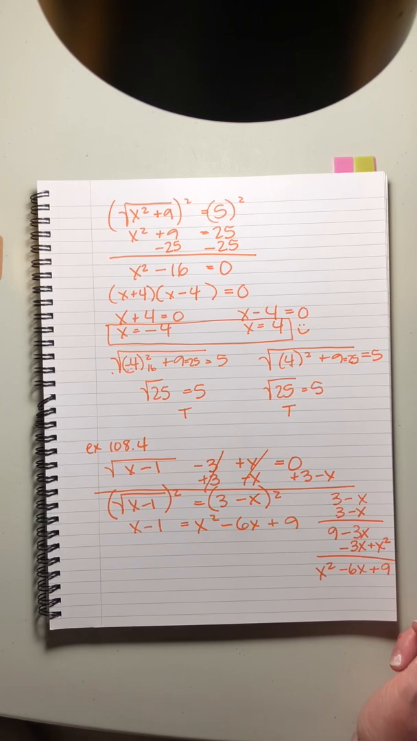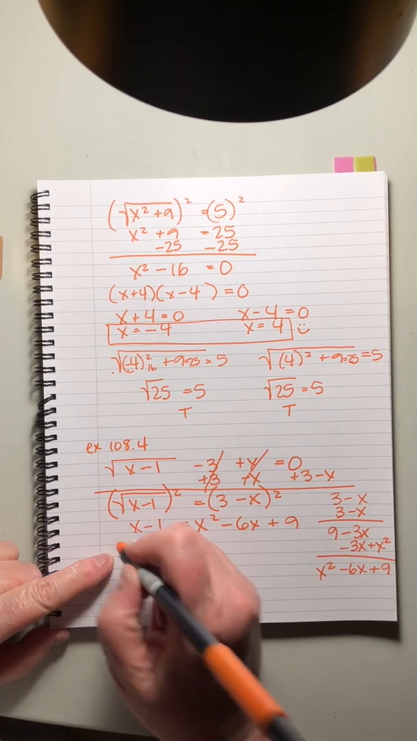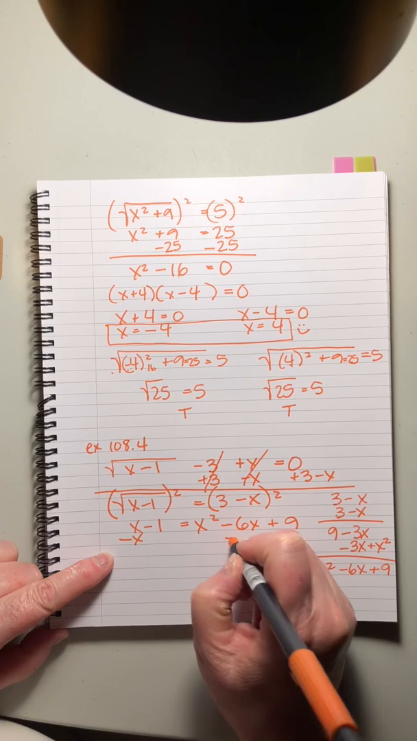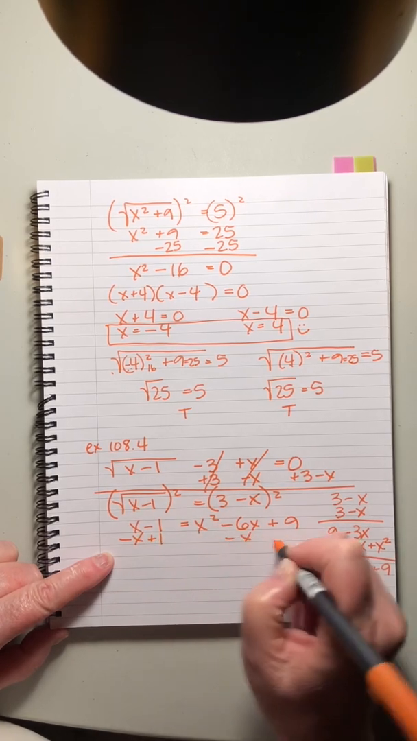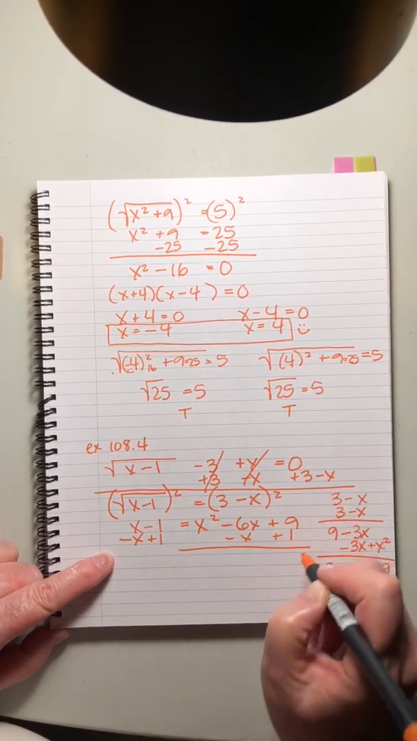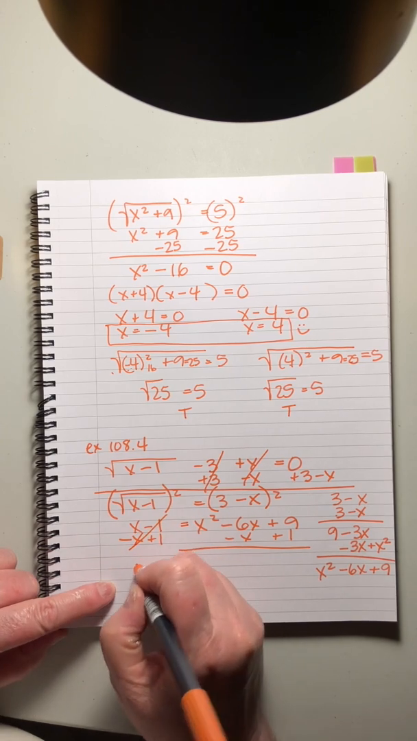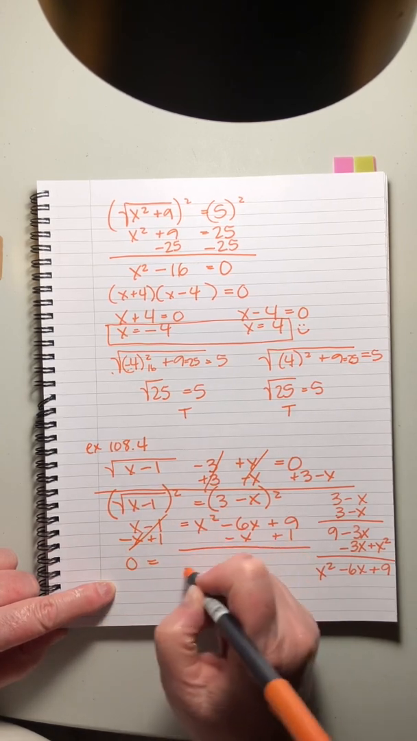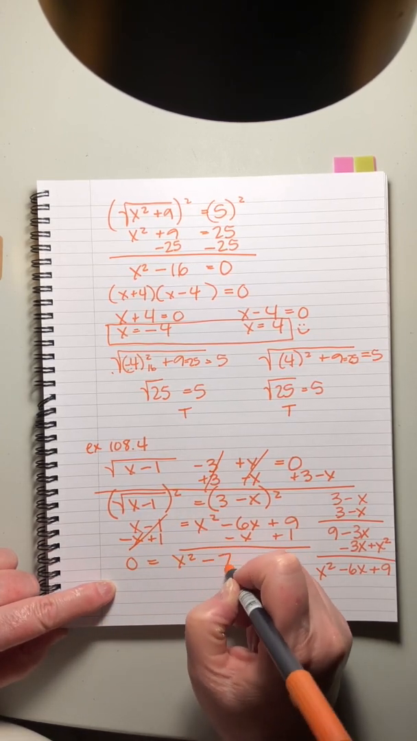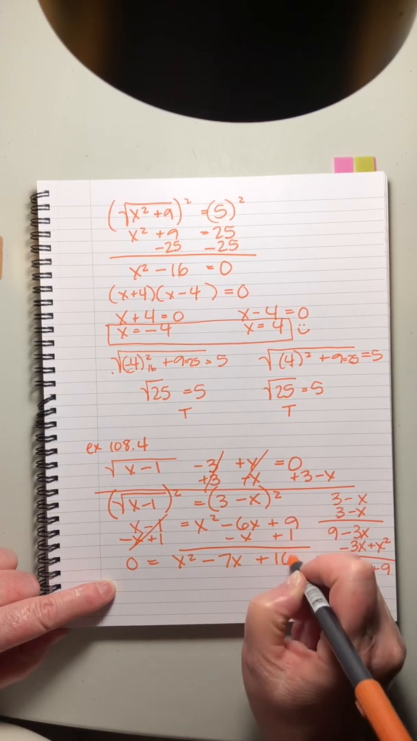Okay? So now what do we do? Once again, the rule of thumb is shove everything over on one side, set the other side equal to 0, and see what you can factor. So we're going to have to subtract an x, and we're going to have to add a 1. That will cancel this out. We'll get 0 equals x squared minus 7x plus 10.